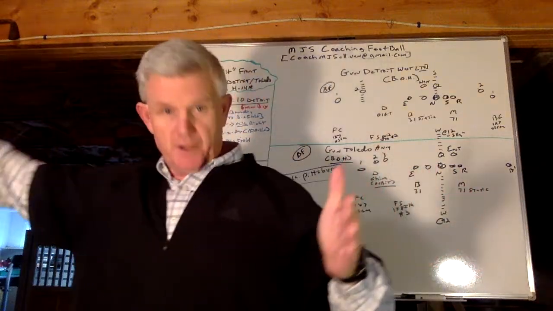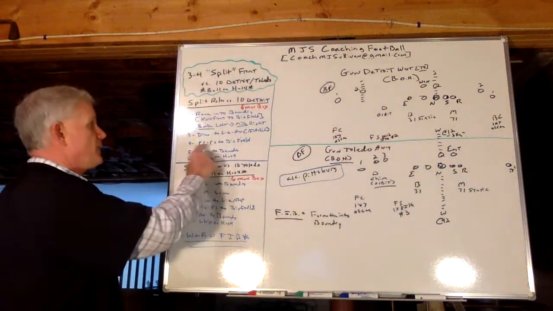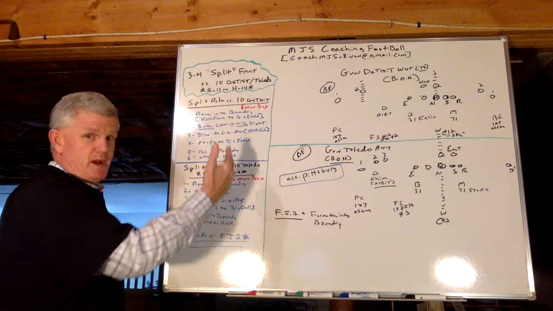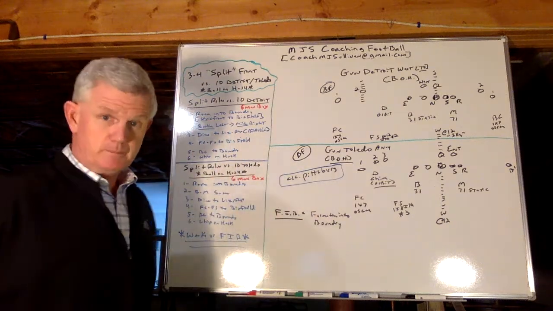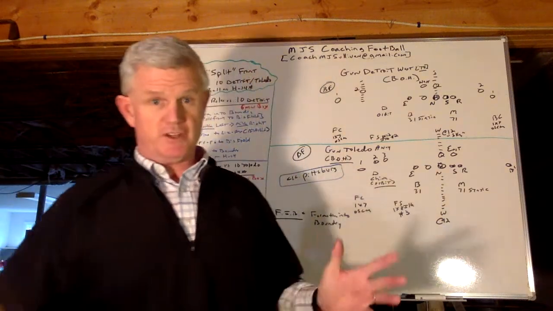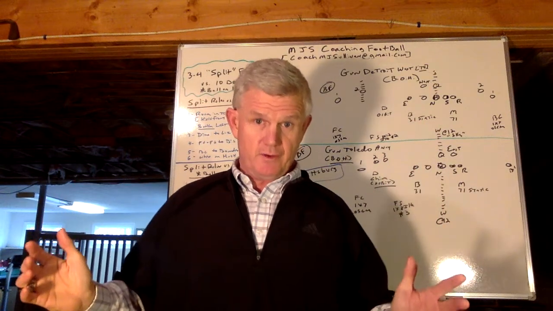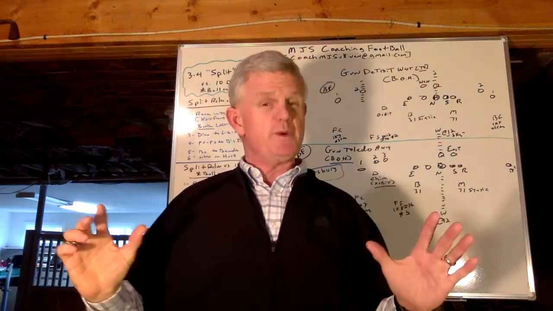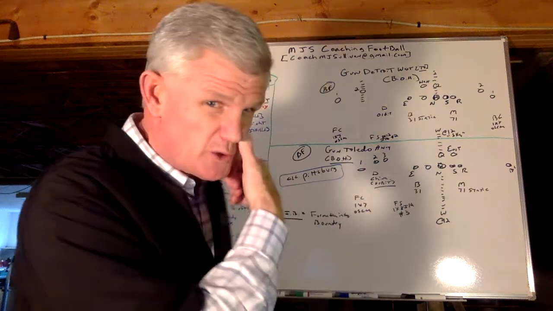Free safety goes to the big field. Boundary corner, that's why he's called boundary, goes into the boundary, and the whip with him. Whip stays on the hash, as you're going to see. Ball in the hash, whip in the hash. So that's how we do it, and we tailor our personnel to meet those positional needs.